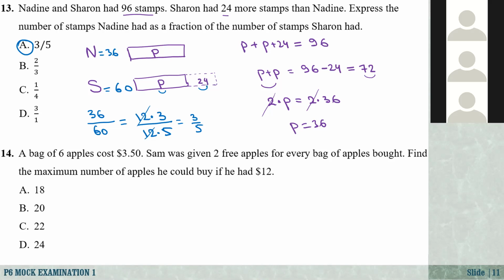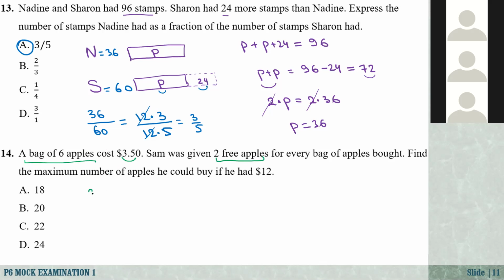A bag of 6 apples cost $3.50. Sam was given 2 free apples for every bag of apples bought. Find the maximum number of apples he could buy if he had $12. Okay. Guys, what you have to understand here is we are buying apples in bags, not one by one. And that's why you need to buy a bag of apples. The seller is saying that, look, Mr. Ismail, if you buy 1 bag of apples, where in the bag we have 6 apples, which cost $3.50, I will give you 2 apples for free, right?